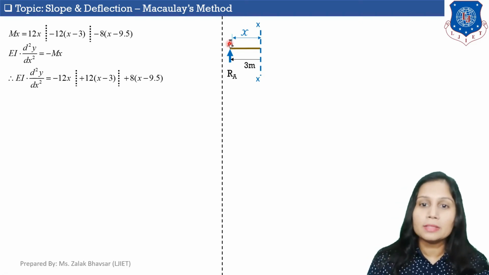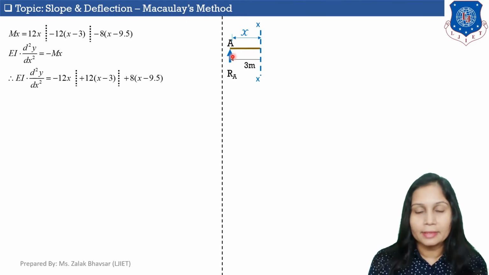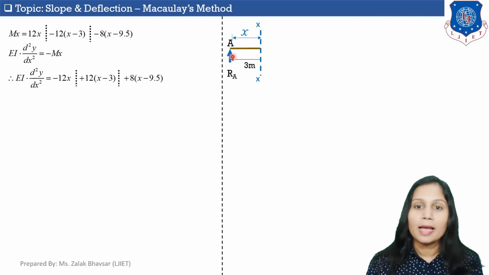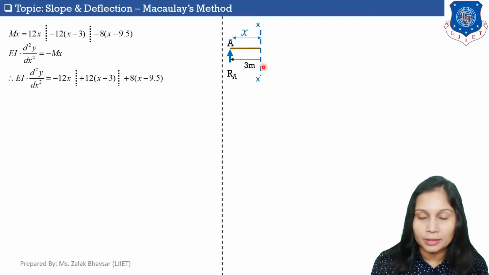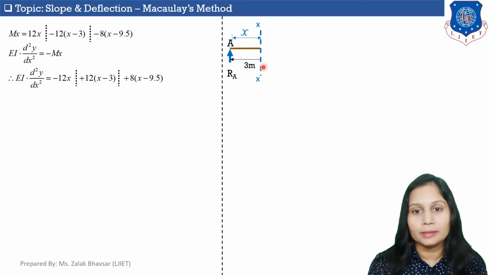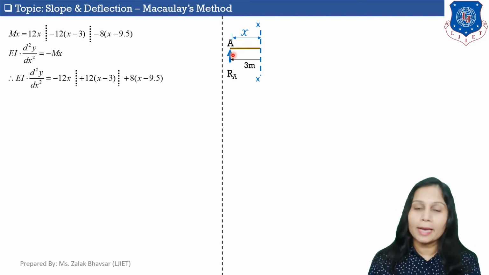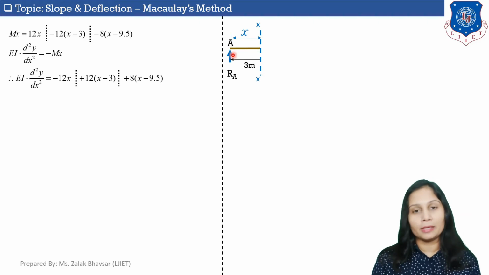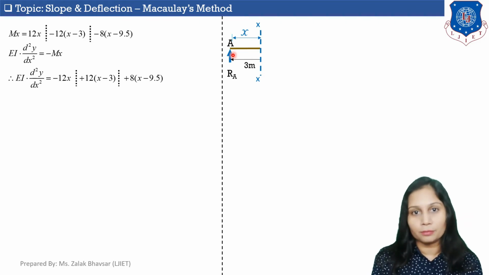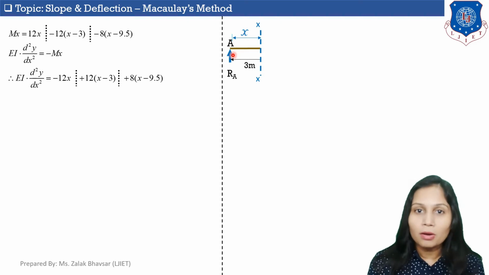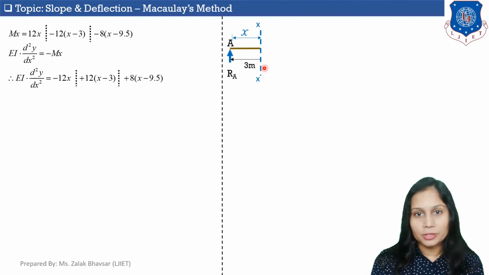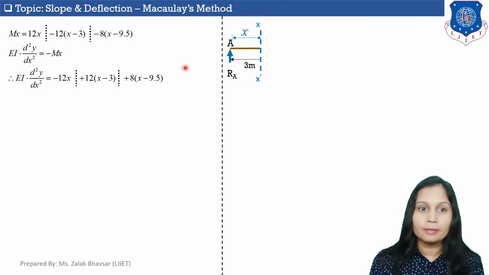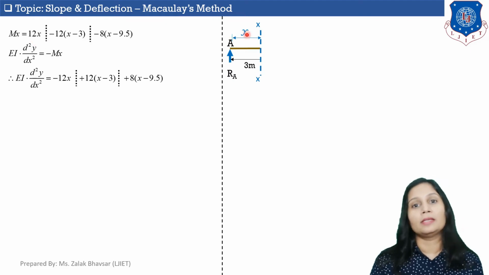So you can see that this reaction Ra is acting in an upward direction, and if I take moment of this reaction Ra about this section, then the moment generated will be clockwise. And as per our assumption, if I am calculating moment on left hand side of the section and if it is clockwise, then I will consider it as positive. So moment of this Ra about section line will be Ra, which is 12, into x is the distance.